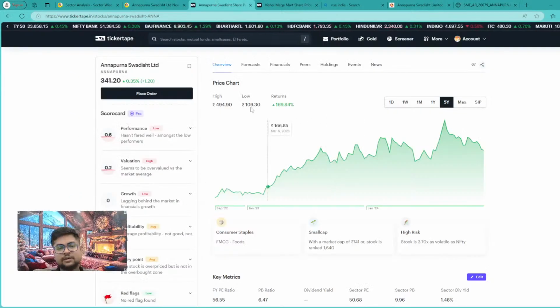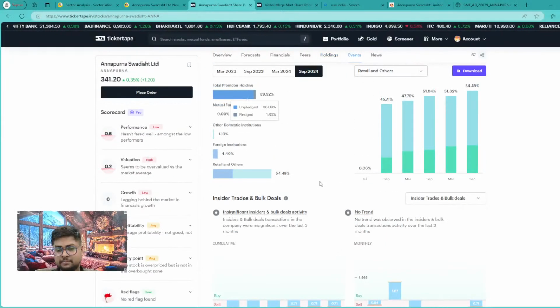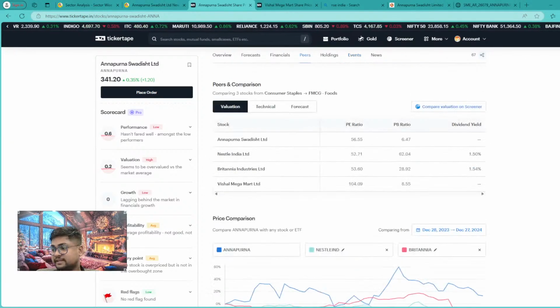We have understood what Annapurna's business is, and they are doing really well. Fundamentals are good, numbers are good, but the major concern we have in Annapurna is promoter holding. They have been consistently decreasing their promoter holding from 70% to 39.92%, and there has also been an increase in the pledge category. They have increased their pledge, 1.83% of stocks have been pledged, which is a very serious concern. I hope you got all the ideas about Annapurna and the profitability we are generating.